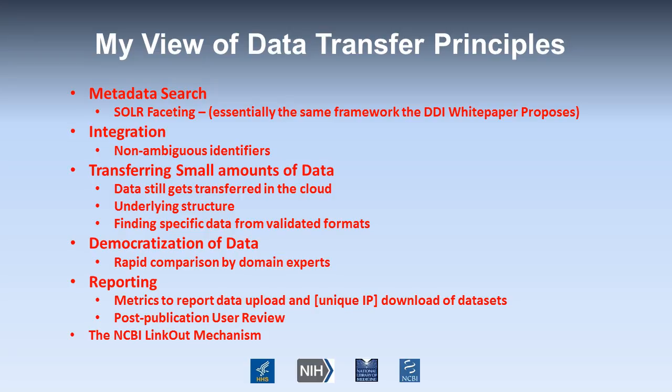When we integrate other data types, and you'll see that many data types are integrated in BioProject, we like to use non-ambiguous identifiers. Also with LinkOut, we have non-ambiguous accession numbers, and that's one thing that I think is really important with data integration: that everybody uses the same non-ambiguous identifiers, and I'll talk about that in a little bit.